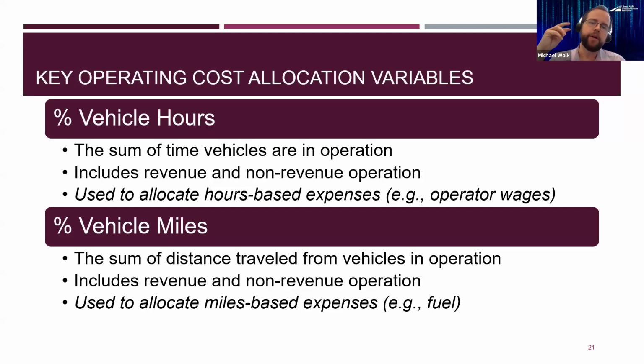The second cost allocation variable that the calculators use is vehicle miles. Again, this is the sum of miles or distance traveled from your vehicles in revenue operation. And we use vehicle miles to allocate miles-based expenses, expenses that are mainly driven by the miles driven, for instance, maintenance and fuel. Next slide.